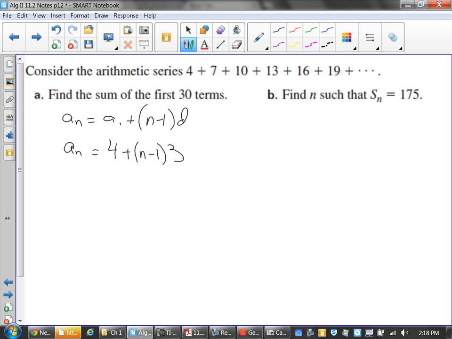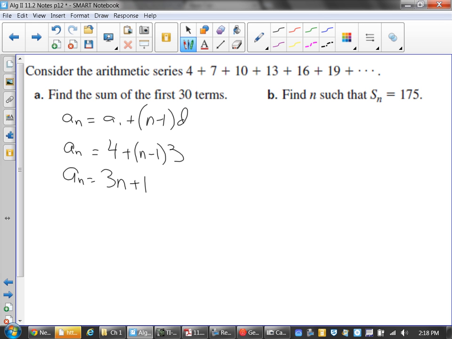So some quick distributing and combining like terms. Hopefully you get 3n plus 1 for your nth rule. Does everybody agree? Okay. So your nth rule here is 3n plus 1. That hasn't gotten me into the sum of the series yet, but I'm going to need to use that in the formula.